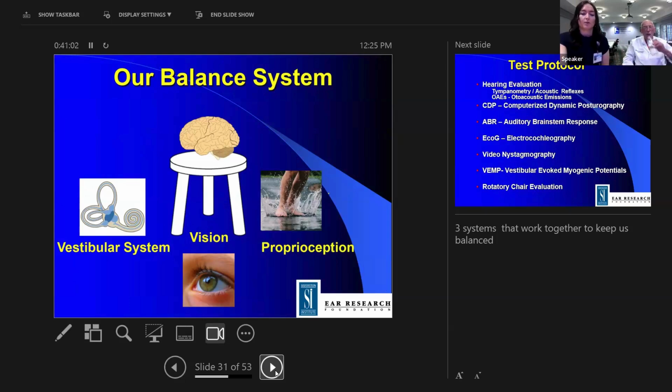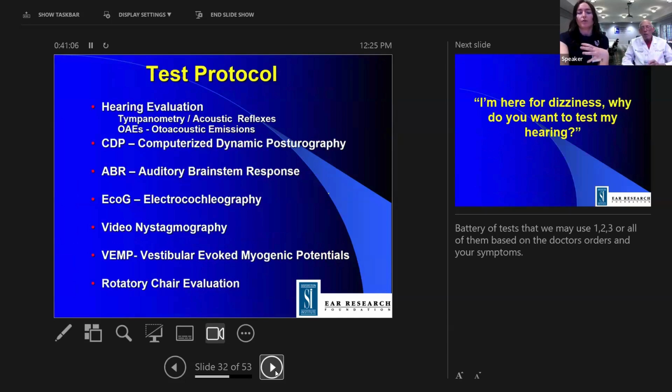So whenever we're trying to figure out where dizziness could be coming from, we have to do a lot of different types of tests, sort of like putting lots of tiny puzzle pieces together so we can figure out different patterns of where dizziness could come from. So we'll go through all of these different tests, so don't feel like you have to memorize them right away, but we'll start off by doing a hearing evaluation.